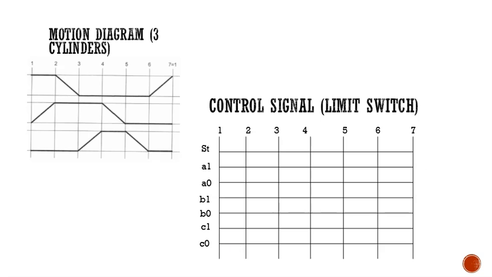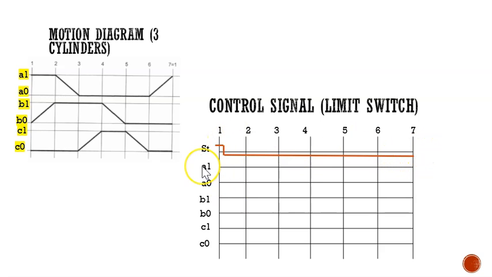Okay, now for the control signal or limit switch. Remember, for the control signal, you start with ST, or the start button, and then you have A1, A0, B1, B0, C1, C0. Okay, so you have this also here. So we start with ST. ST is standard. It always starts from 1 and goes to 7.